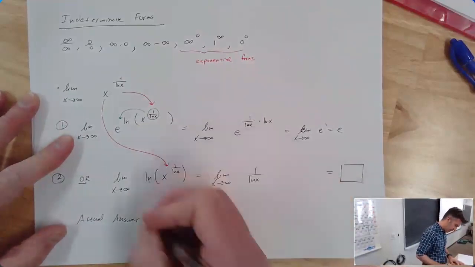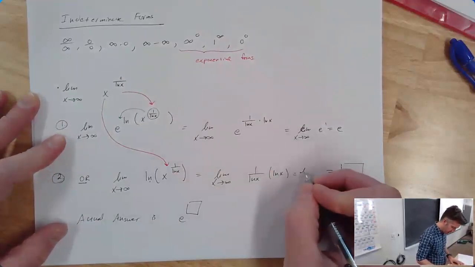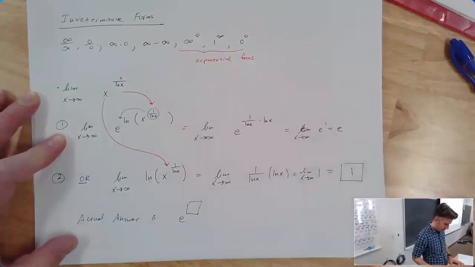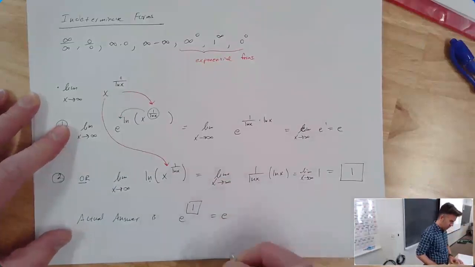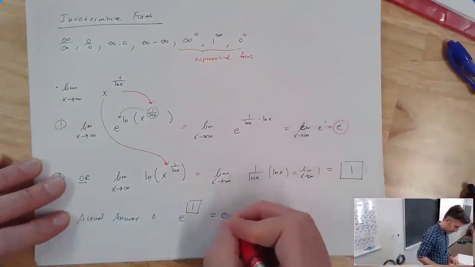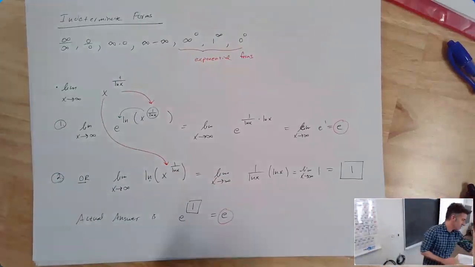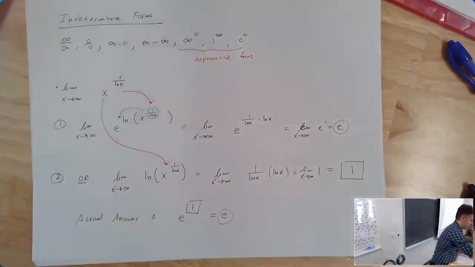So bring down the 1 over natural log of x times natural log of x, and then that's just equal to the limit as x approaches infinity of 1, which is 1. But then your actual answer is e to the 1, which is e. Either way is fine. You still get e in either case. So let's look at some more examples.